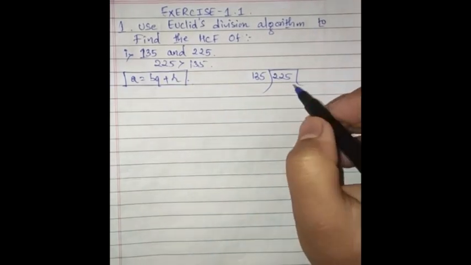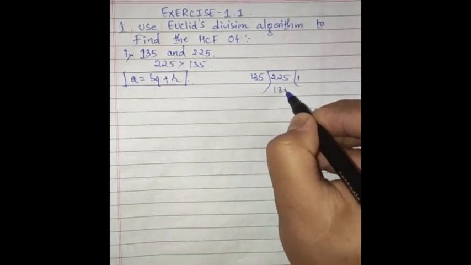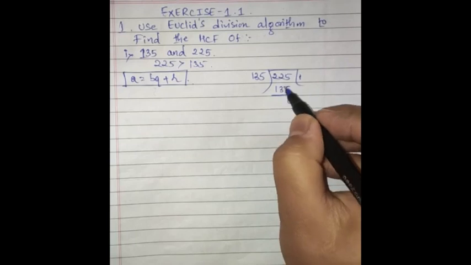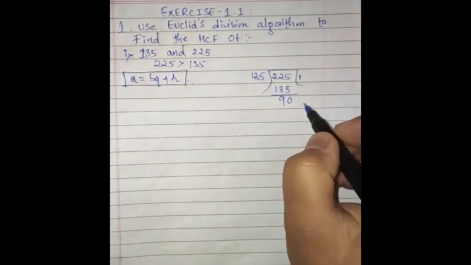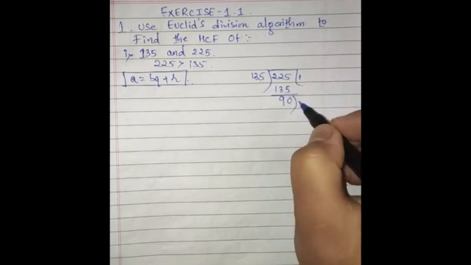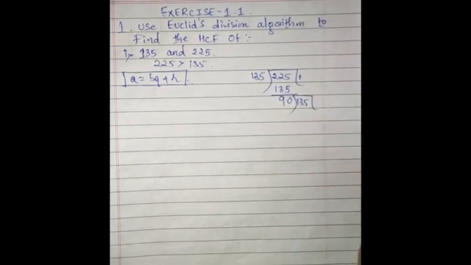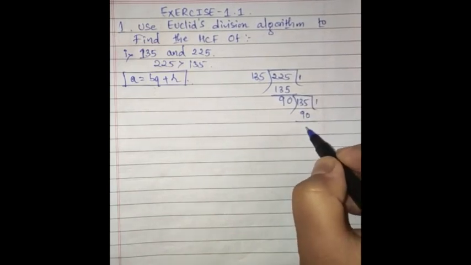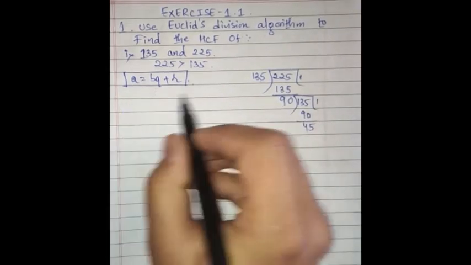Alright, so when you divide 225 by 135, 135 into 1 is 135, so 5 minus 5 is 0, and 2 minus 1 is 1, 9 is 90. So this 90 will become our divisor and the 135 will become our dividend. In such a manner we have solved the previous example, isn't it? So 90 into 1 is 90, so the remainder is 45. So let us write this down.